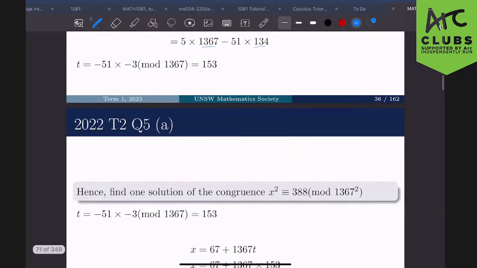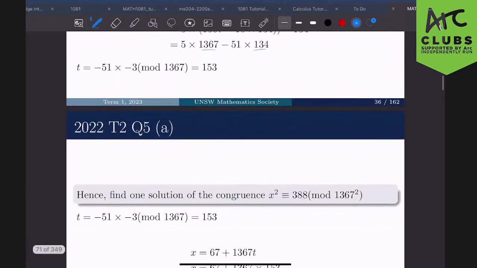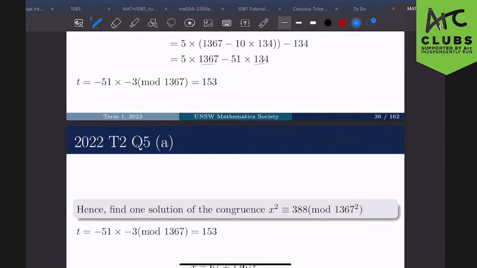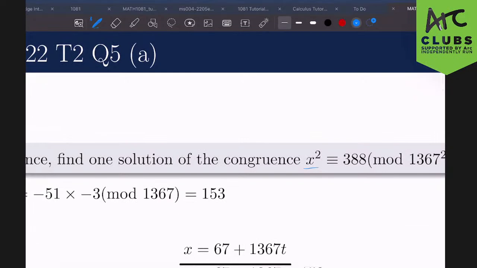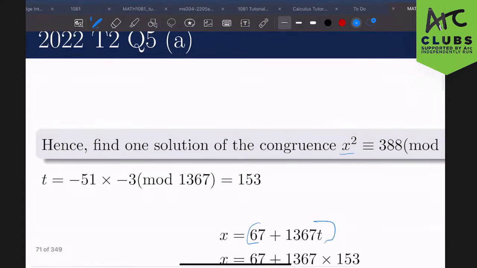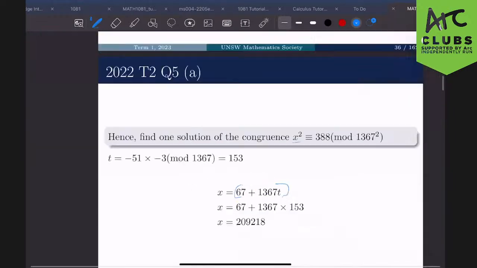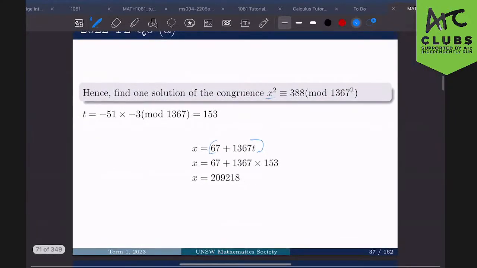153. And then it's asking us to find a solution of the congruence of this. Remember in the beginning we subbed in this for x, and we have a t now, so we can just sub in the t and it will give us our x. In the end, this looks quite intimidating at first, but they walk you through it and eventually you can find the answer.